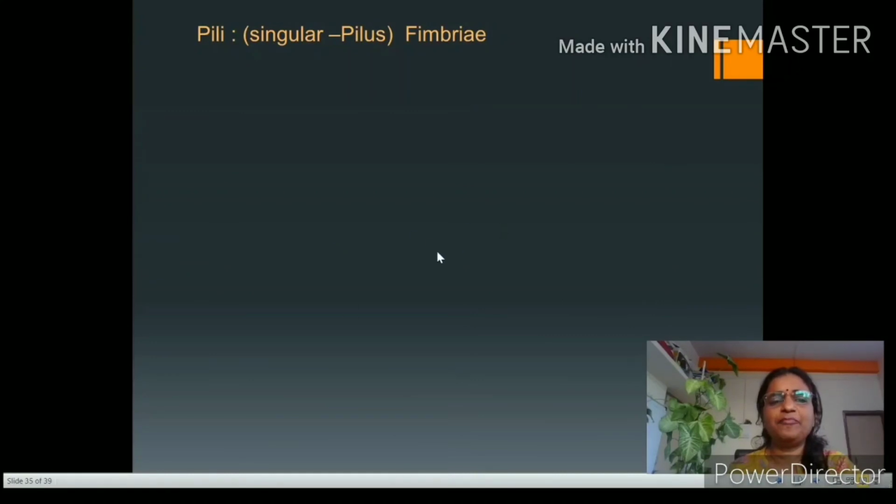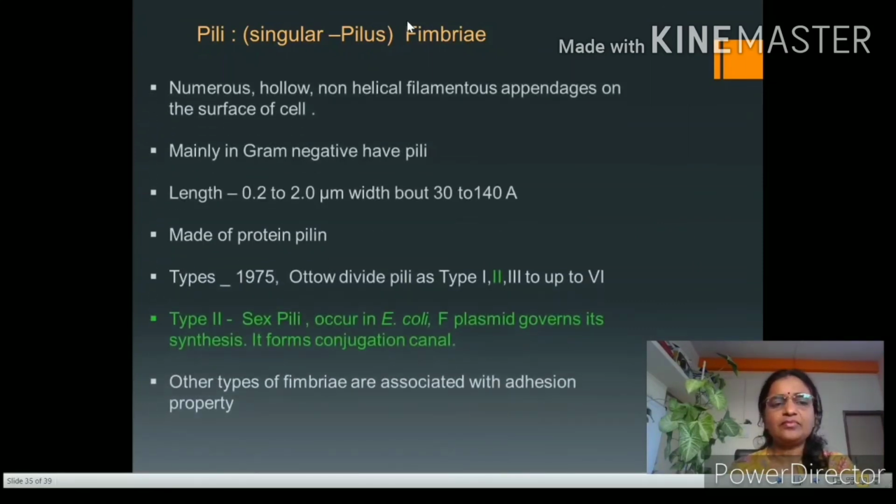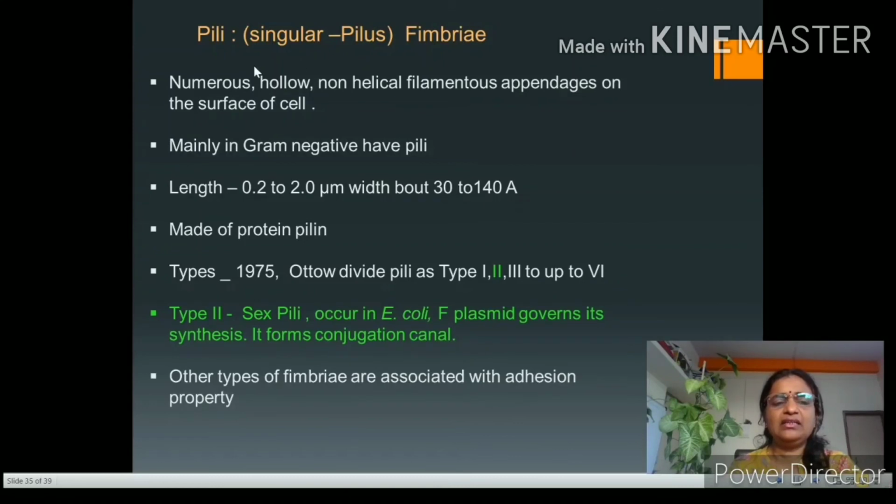Along with the flagella, other surface appendages are present. These are called pili. Singular is pilus, and they are also called fimbriae. Now what are these pili or fimbriae, and which functions are performed by the pili? Pili are non-helical, straight, and numerous. They are present all over the surface of the cell. They are hollow, non-helical, filamentous appendages present on the cell surface. They are short in length.